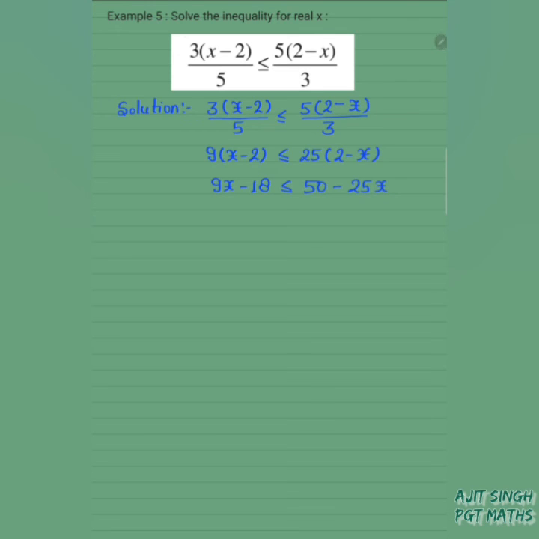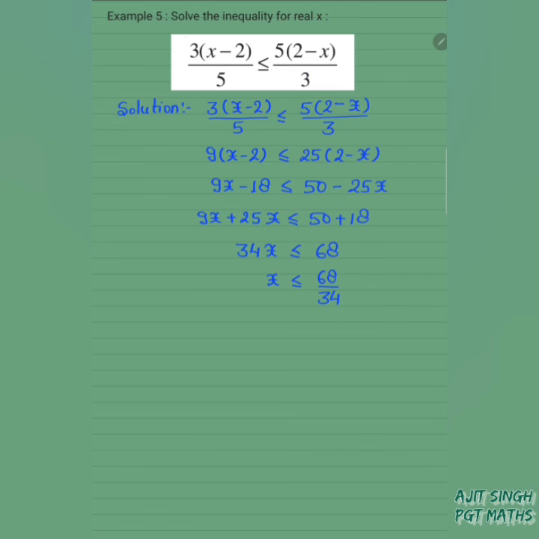Now bring minus 25x from the right side to the left side. It becomes plus 25x less than or equal to, and take minus 18 to the right side, 50 plus 18. 9x plus 25x is 34x less than or equal to 50 plus 18 is 68. Now divide both sides by 34, and when we divide or multiply by any positive number, the sign of inequality remains unchanged. So x less than or equal to 68 divided by 34.